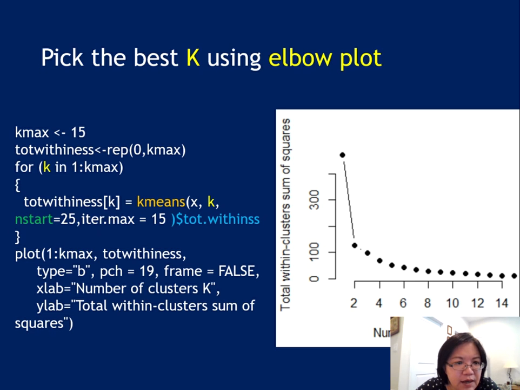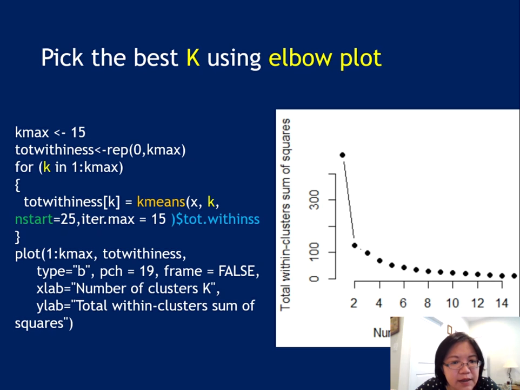I create a vector with 15 spots, and they'll have the value of 0. So I repeat 0 15 times and put it into this vector. And then what I do is I use a for loop to go through all 15 possibilities, right? So I'd run the k-means model 15 times, and each time with a different k value. So k ranges from 1 to k max, which is 15.